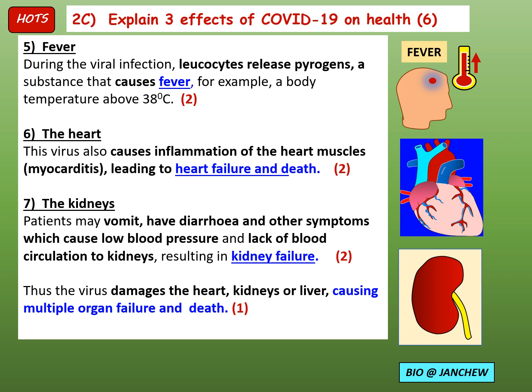So the coronavirus will also cause fever. How does fever come about? During the infection, leukocytes or white blood cells will release a chemical substance called pyrogens, a substance that causes fever, meaning the body temperature will become elevated. For example, above 38 degrees Celsius.